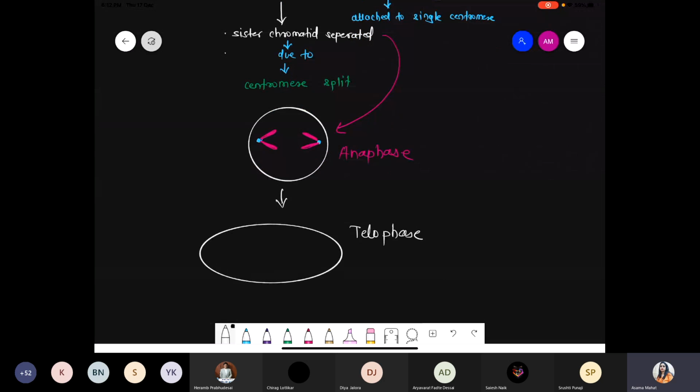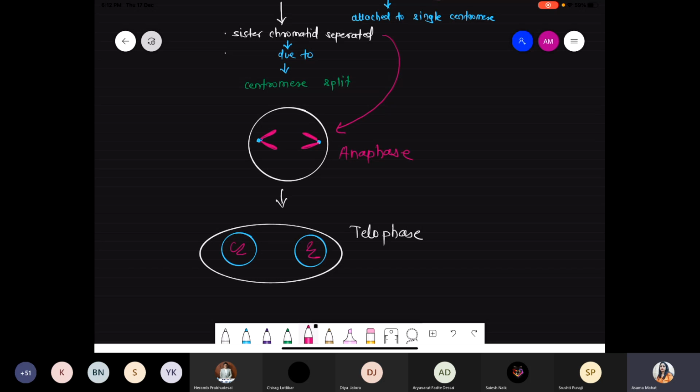So this is the one cell, and inside the one cell now there is a formation of the two nuclei. Inside this condition there is genetic material present. So in the telophase there is a common cytoplasm, but there is a formation of the two nuclei. Let's see that part.